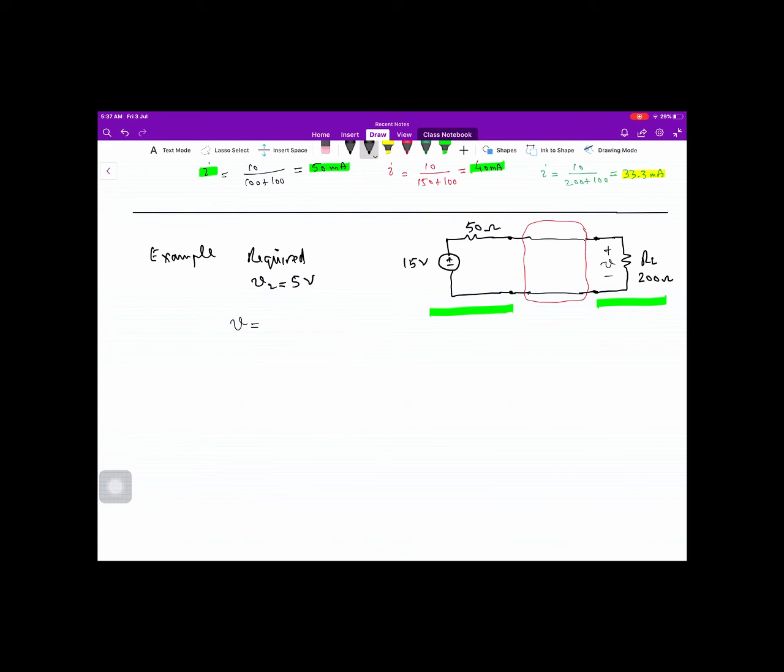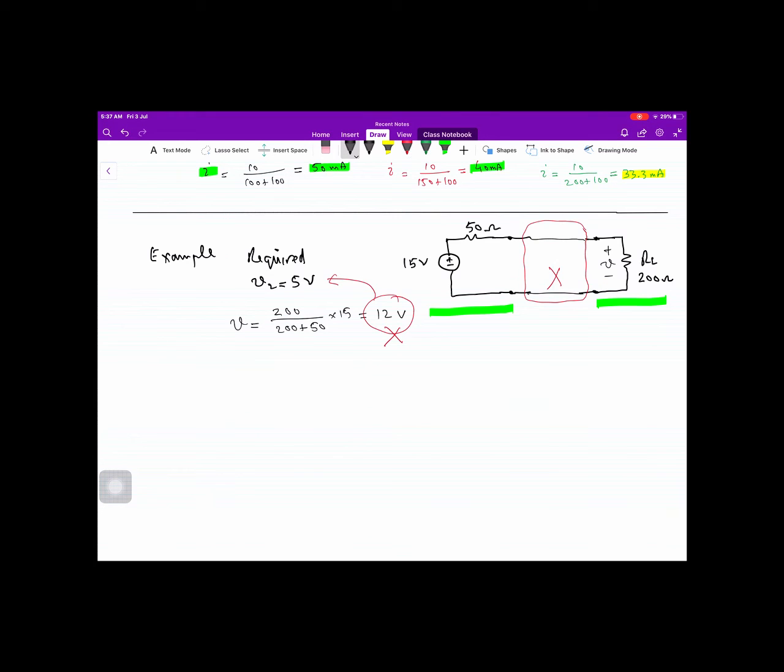The voltage over here is 200 divided by 200, again a simple single mesh, multiplied by 15 volt, and this is 12 volt. 12 volt is the output, and if you see, it does not meet the condition. So a simple pass-through interface will not work.